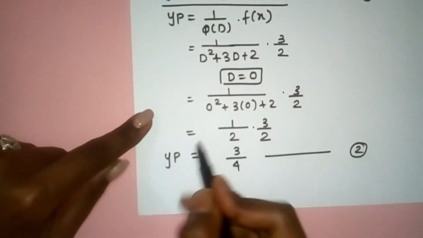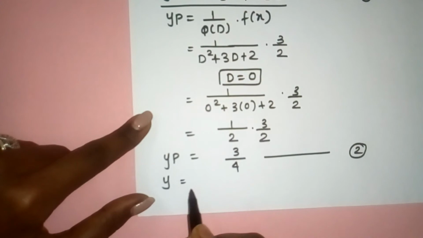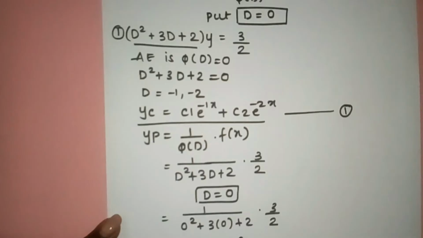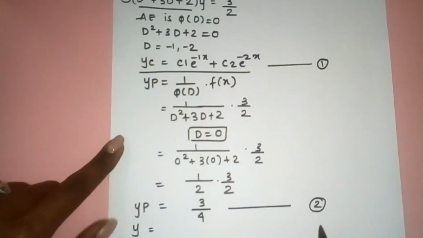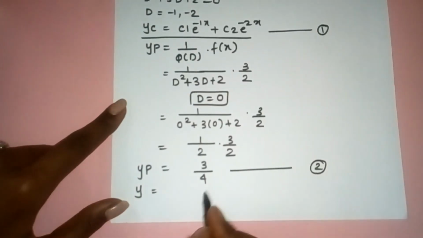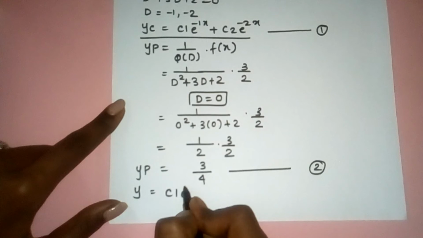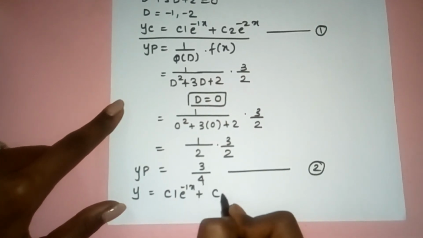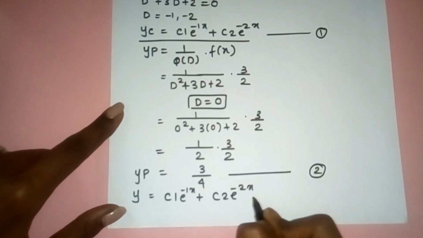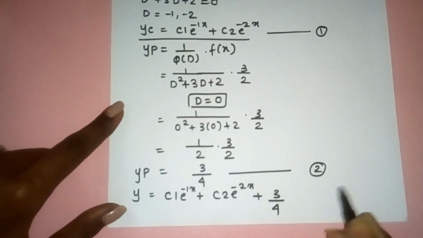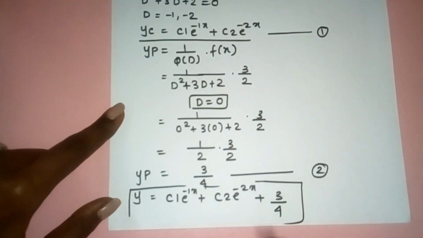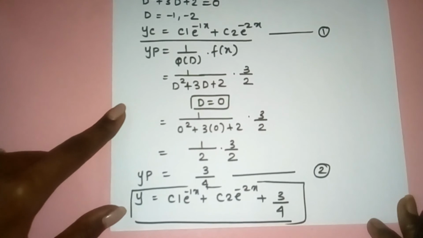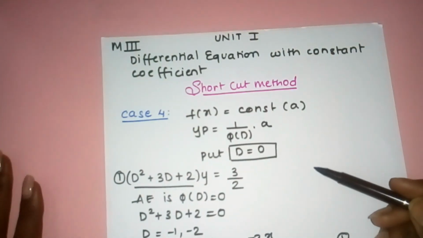Now we have y is equal to yc plus yp. You can see this is yc and this is yp. Now yc plus yp will be c1 e raised to minus 1x plus c2 e raised to minus 2x plus 3 by 4. So this is as simple. This is the final answer. So this is the simplest method. Please write down this case and learn it.